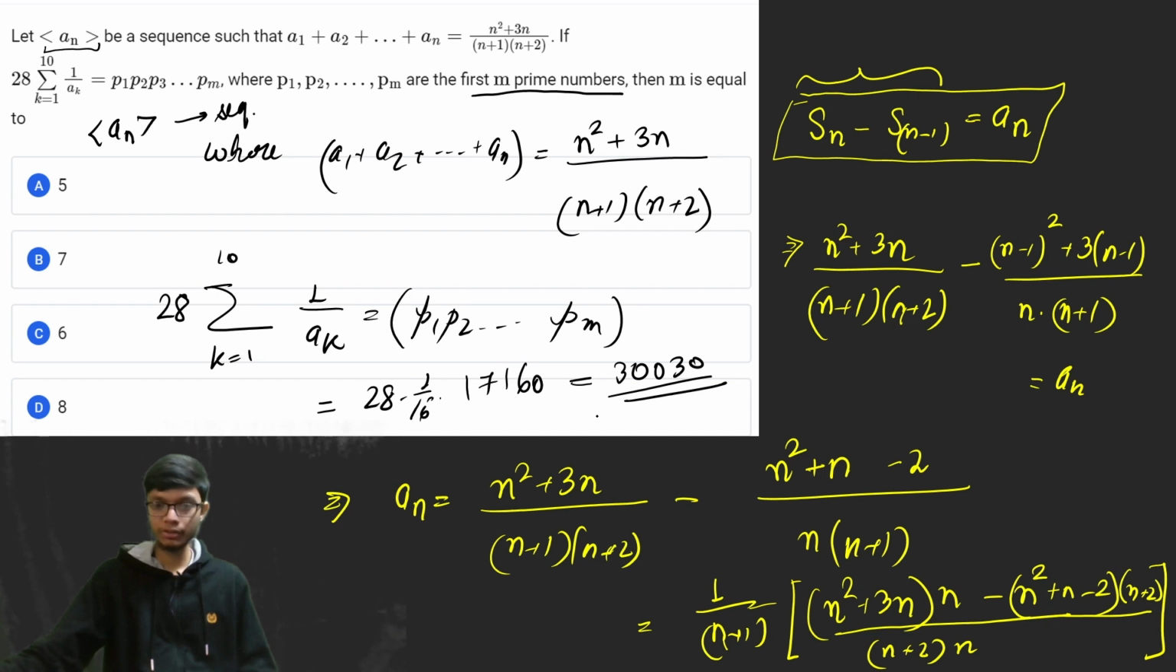So 30030 is what we need to express as P1, P2, and so on up to Pm. If you look at the prime factorization of 30030, it is equal to 2 into 3 into 5 into 7 into 11 into 13.